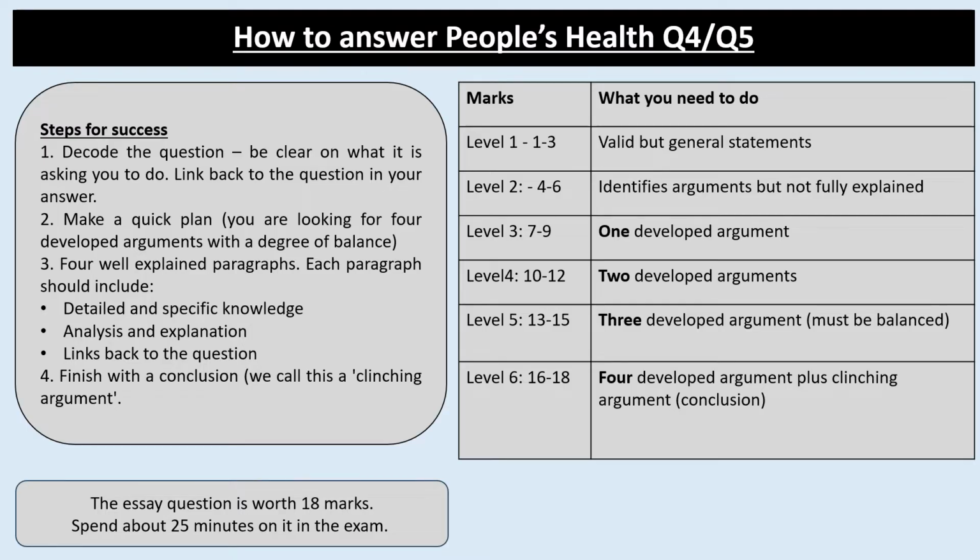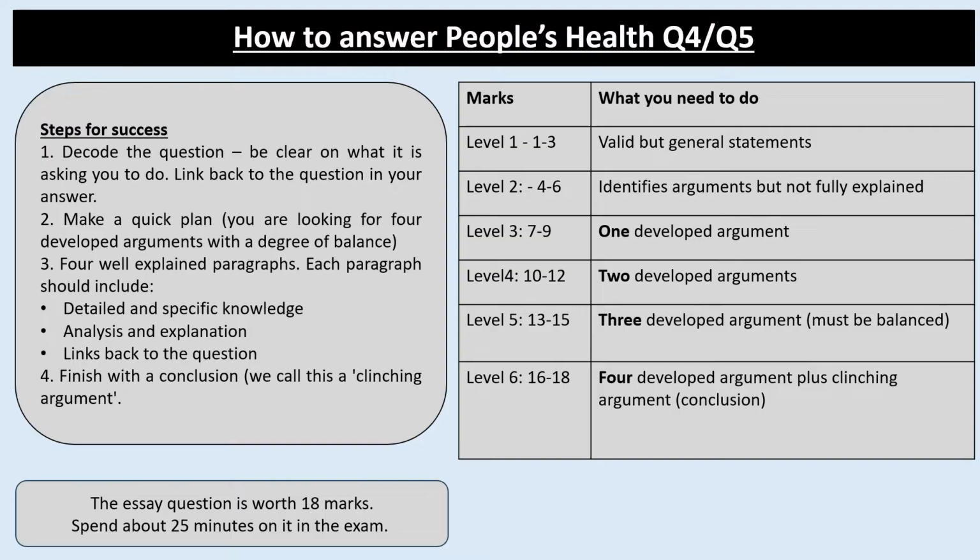There's some steps for success. Make sure you decode the question, be clear on what it's asking you to do, and link back to the question in your answer. Make a very quick plan. You're looking for 4 developed arguments with a degree of balance. Make sure you include 4 well-explained paragraphs. Each paragraph must include detailed and specific knowledge, analysis and explanation, and links back to the question. Finish with a conclusion. We call this a clinching argument.